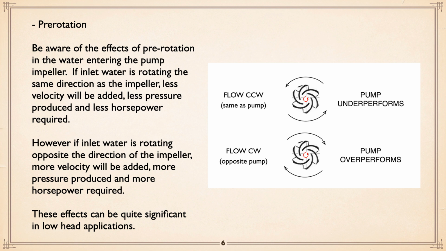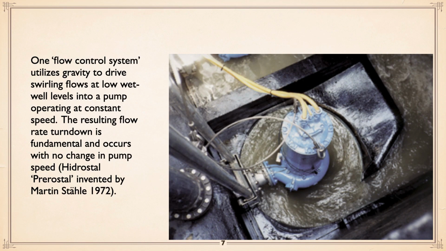If it's the opposite direction, in other words, the flow is spiraling in a clockwise direction and the pump is rotating counterclockwise, then the pump will overperform. It'll add more pressure, more head, but also require more power. So all of a sudden, overload becomes a distinct problem. I have seen that.